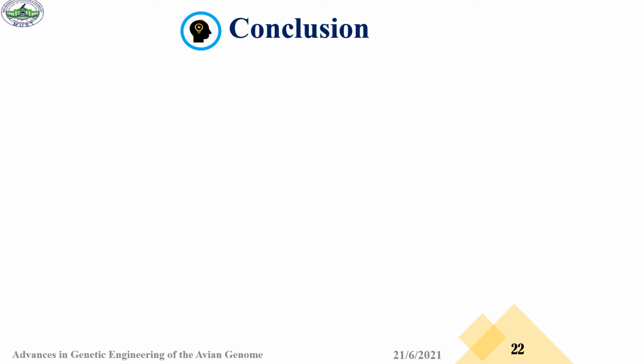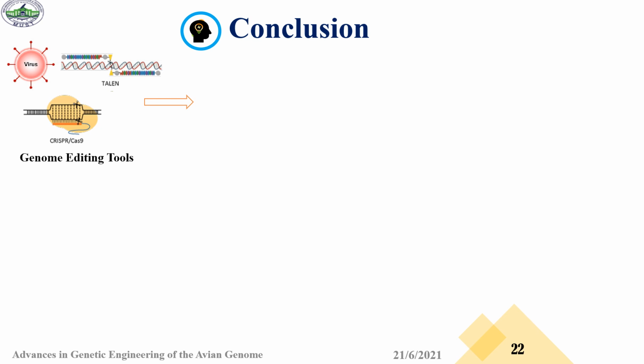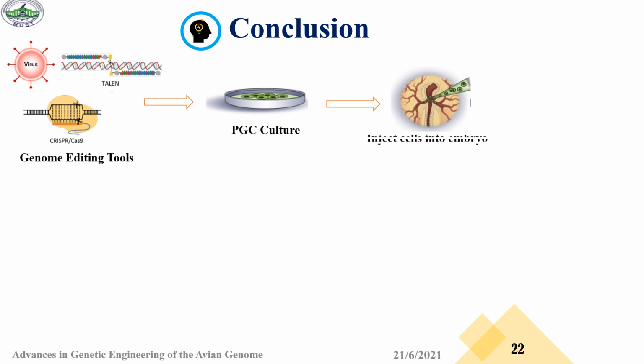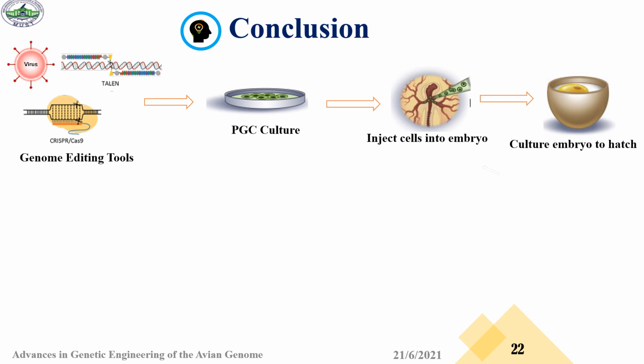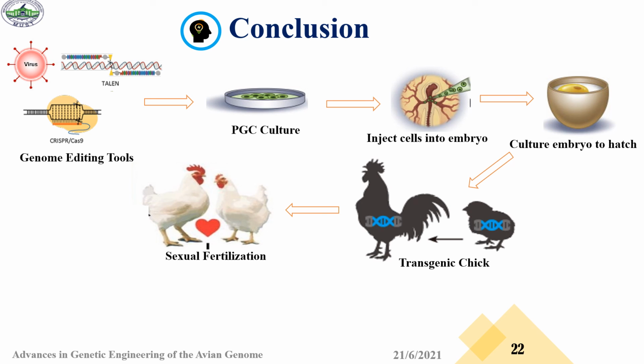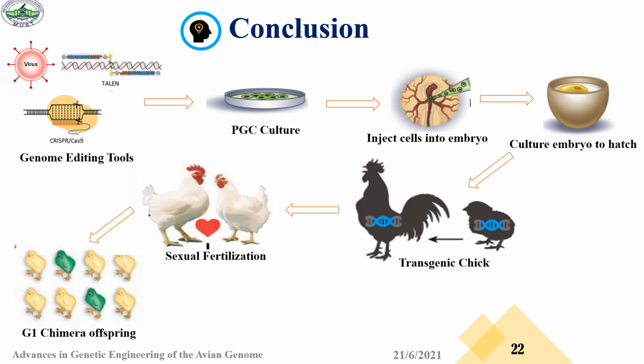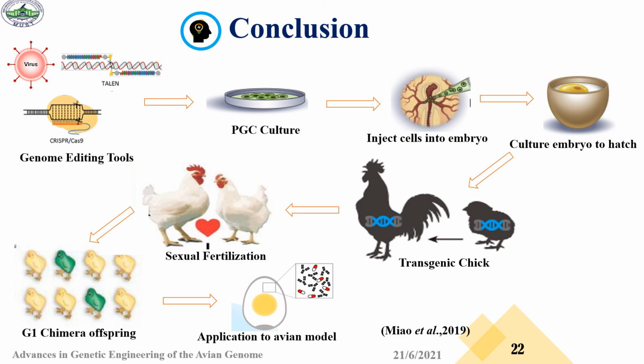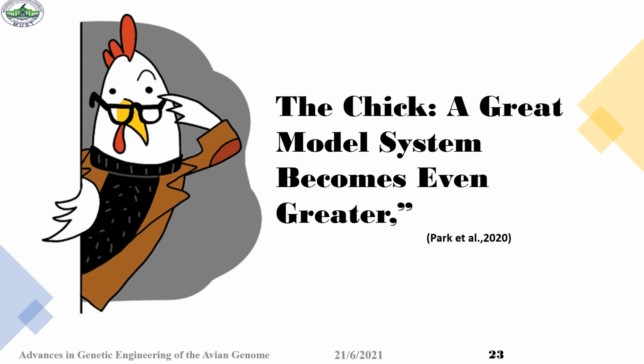Finally, conclusion. A gene editing tool is inserted into PGC culture, then injected into the embryo, then allowed to hatch and produce transgenic chicken. Then through sexual fertilization, this gives gene-edited offspring from the chimera chicken, which is used in many applications. The chicken, a great model system, becomes even greater.